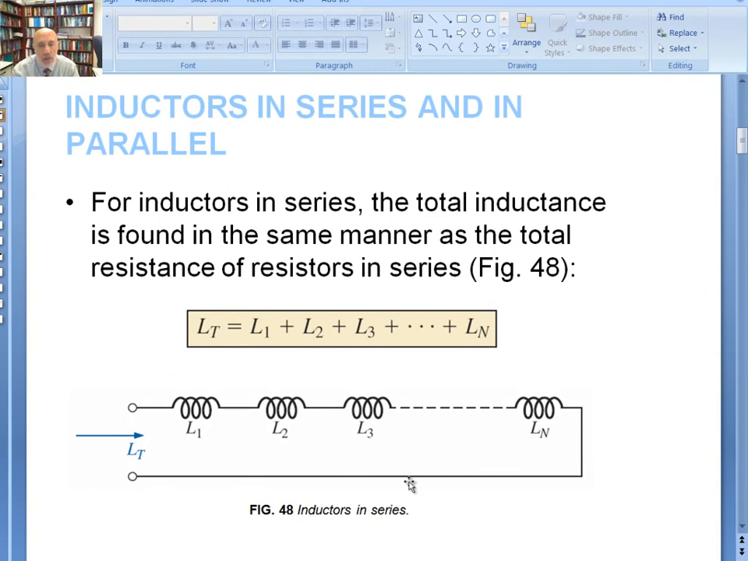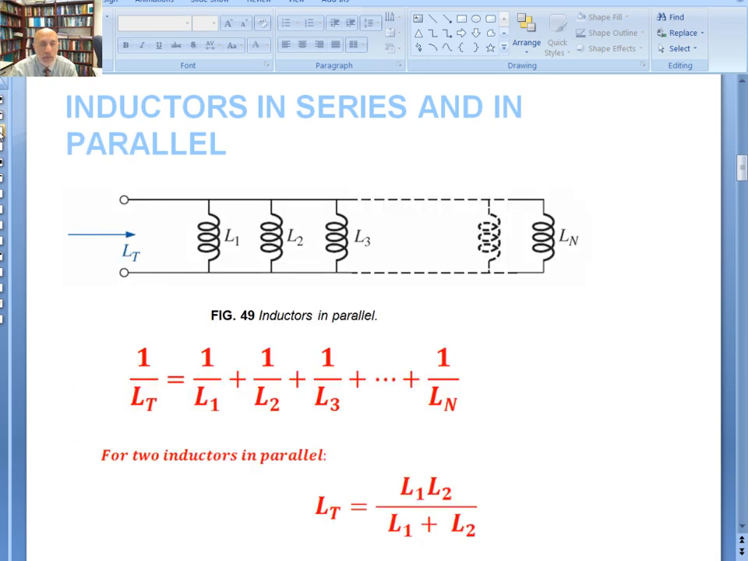So if you've got a bunch of them, let's say L1, L2, L3, and all the way to L sub n connected in series, as shown in figure 48, L total is simply L1 plus L2 plus L3 all the way to L sub n. If you put them in parallel, then 1 over L total would be equal to 1 over L1 plus 1 over L2 plus 1 over L3 and so forth. One special case, just like we do with resistors: if you've got only two inductors connected in parallel, L1 and L2, or you could take them two at a time, it's the product over the sum, L1 times L2 divided by L1 plus L2.